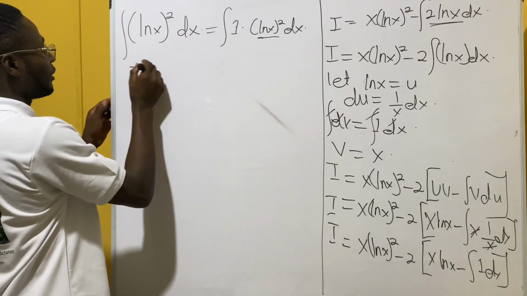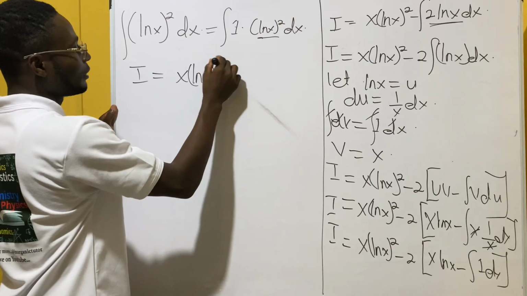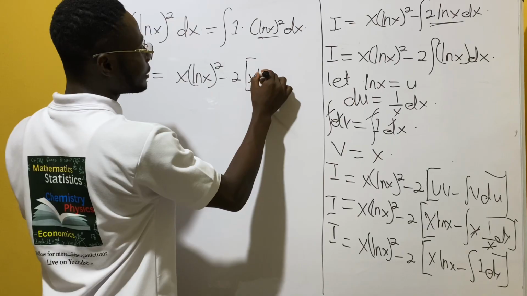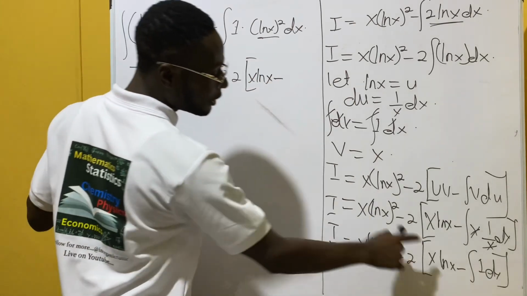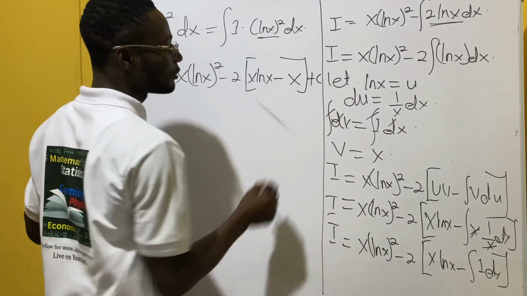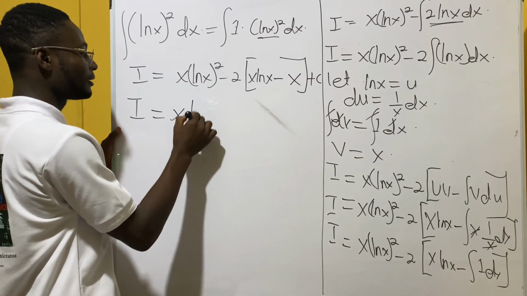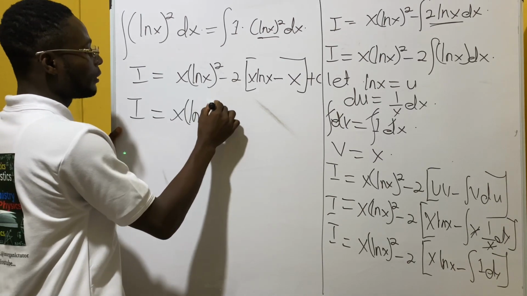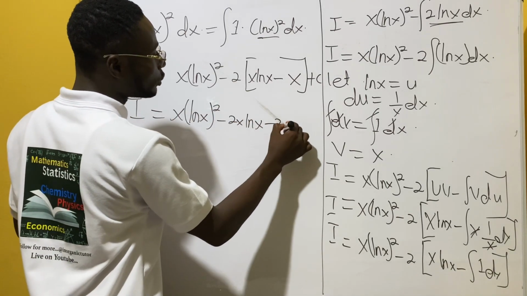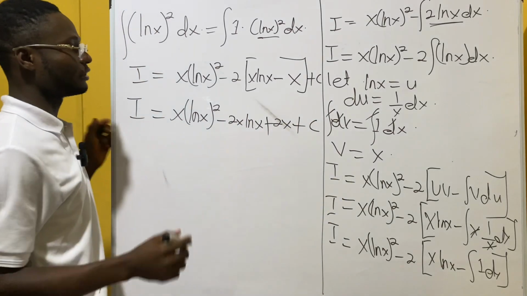So we have the integration equals x ln x all squared minus 2 into x ln x minus the integral of 1 dx, which is of course x, plus our constant of integration. When we spread the 2, you have x ln x all squared minus 2x ln x plus 2x, because minus minus is going to be positive, plus our constant of integration.